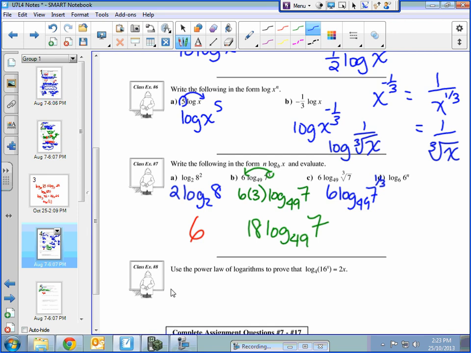Everyone okay with that step? Yeah? Okay, so now bring it out in front. If you want to just times 1/3 by 6 right off the bat, that's perfectly fine. So what's 1/3 of 6? So 2 times log of 7 base 49. Yeah, so 1/3 times 6 is 2. I just skipped a step there.